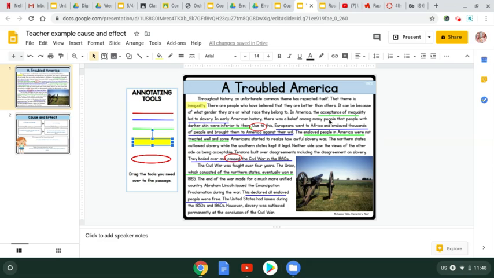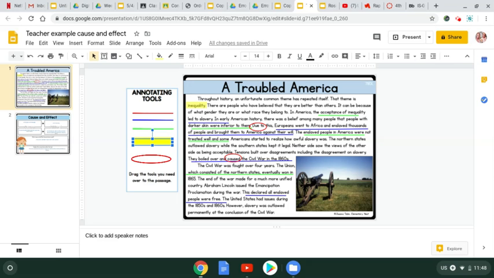In America, the acceptance of inequality led to slavery. In early American history, there was a belief among many people that people with darker skin were inferior to them. Inferior means less. Due to this, Europeans went to Africa and enslaved thousands of people and brought them to America against their will. The enslaved people in America were not treated well, and some Americans started to realize how awful slavery was. The northern states outlawed slavery while the southern states kept it legal.